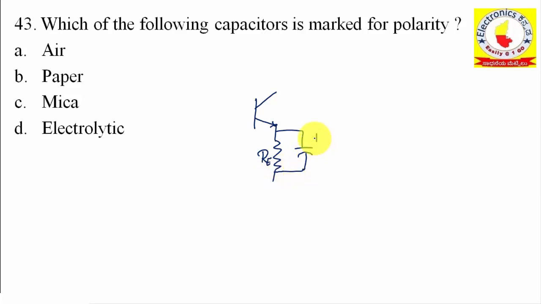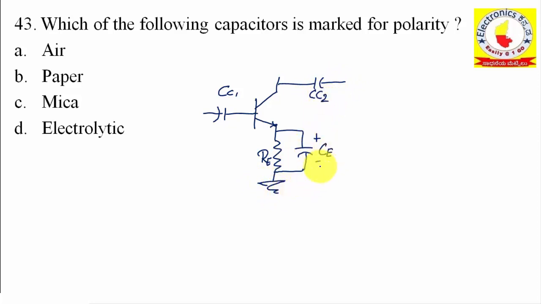This will be having the polarity. But look at the things. This coupling capacitor will not be having the polarity. CC1 and CC2 will not be having the polarity.